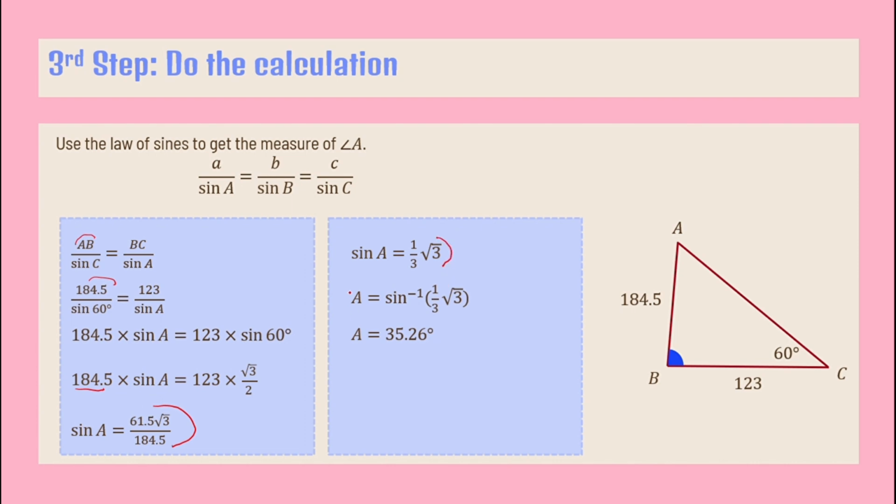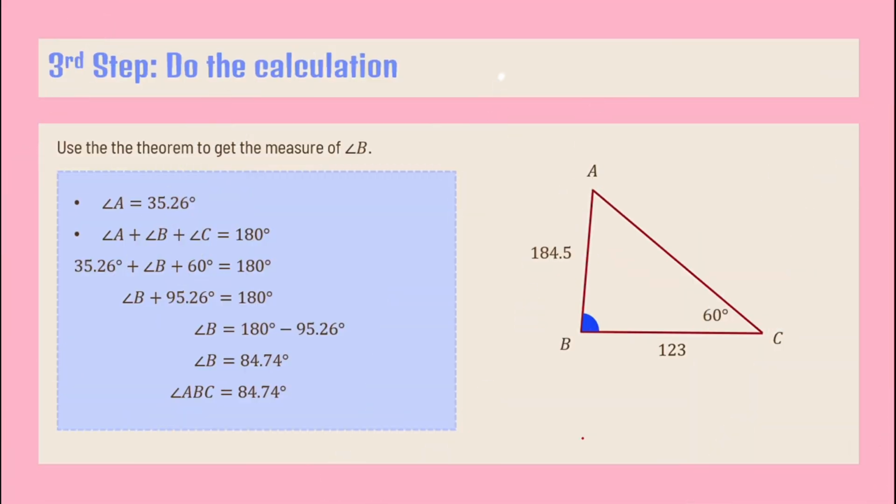Then, the measure of angle A can be found with the calculator tools, or inverse sine of square root of 3 over 3. So we got the measure of angle A is 35.26 degrees. And after we got the measure of angle A, we can use the theorem of the interior angle of the triangle to get the measure of angle B.